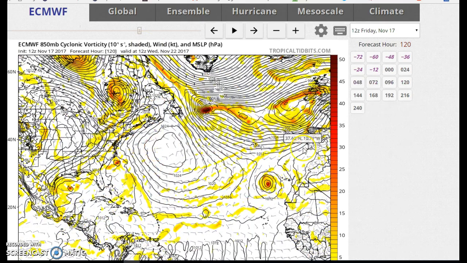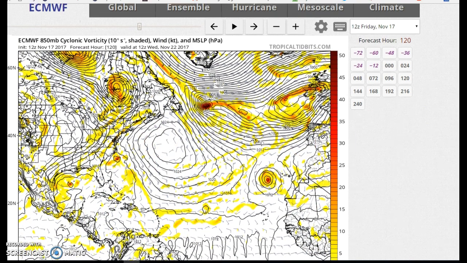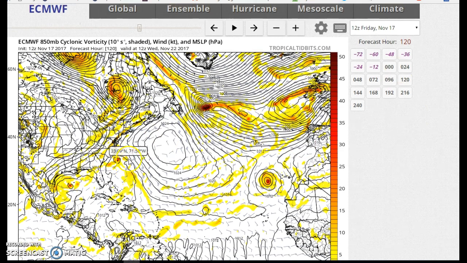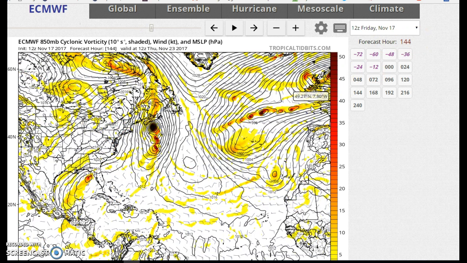This is the European model now at day 5, and it does something slightly different. You see here, it's got it tucked a little bit closer to the coast, and when we jump forward 24 hours here in this increment, watch what happens. Boom! It blows it up off of Nova Scotia. This is the entire difference. This is the key difference between the European and the GFS.